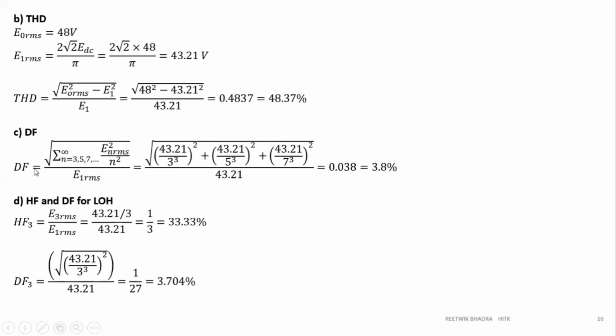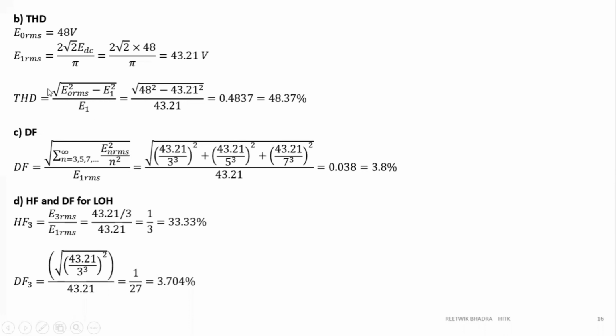Now, distortion factor. We have this formula over here. E1 RMS is already calculated, 43.21. Now over here, see the formula: En RMS by n square. You can take as many values of n over here, but we have taken the first 3 harmonics. So 3, 5, 7.